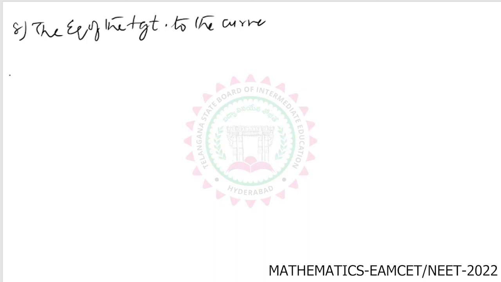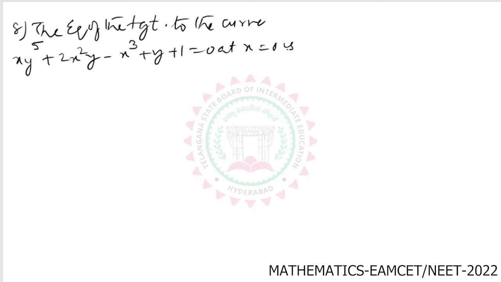Curve is defined x y power of 5 plus 2x square y minus x cube plus y plus 1 is equal to 0 at x equal to 0. What is asking? Basically, he is asking equation of tangent, but he has given a very lengthy equation. So don't be confused by seeing the lengthy equation. You are so perfect in doing the differentiation part. Okay, so easily you can do the differentiation part.